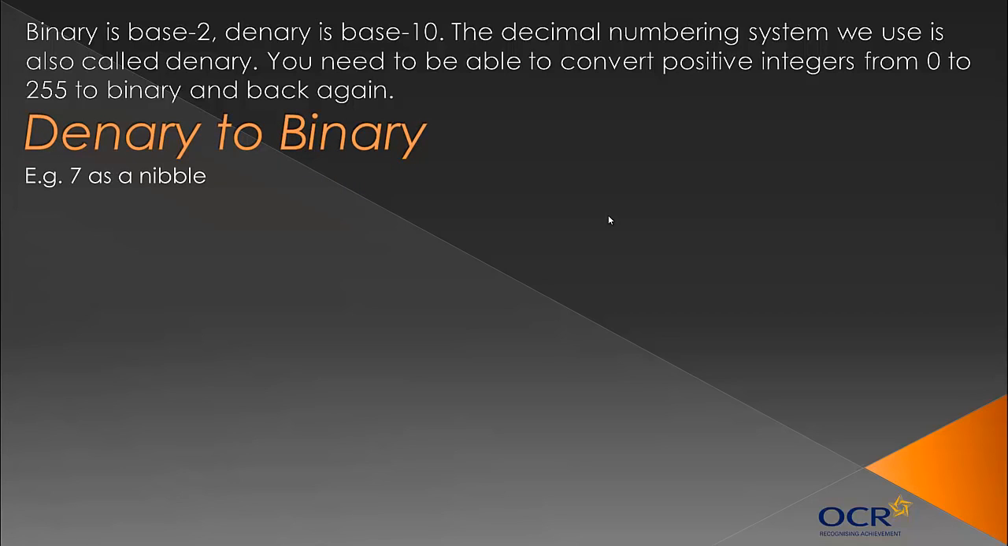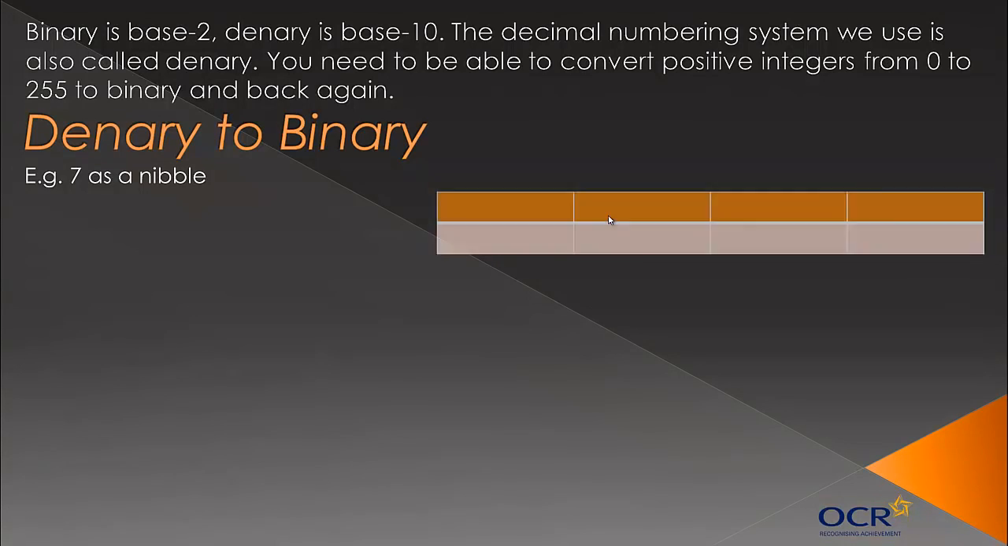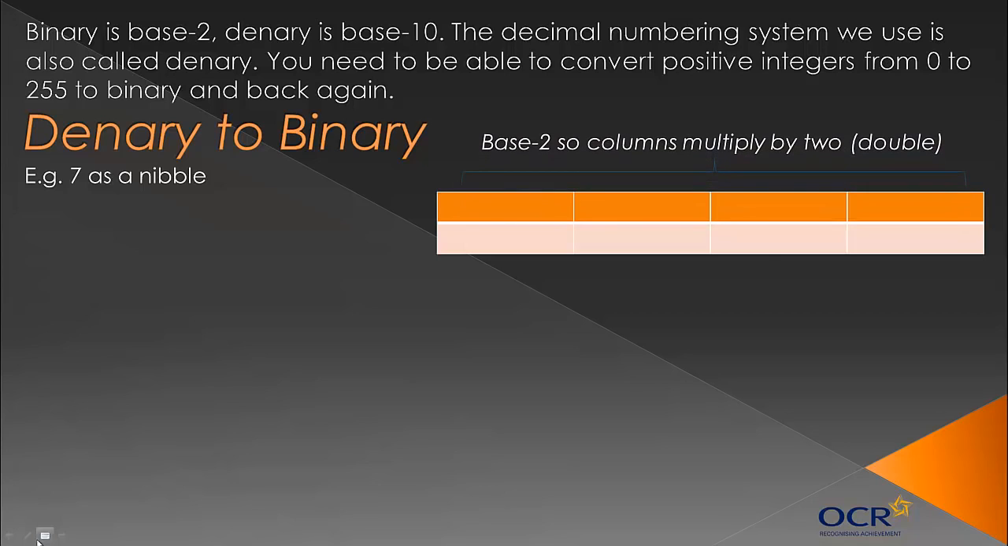So first of all, let's look at how you can convert 7, the positive decimal number 7, as a nibble to binary. We know that a nibble is 4 bits, so 4 binary digits. We know it from the last video. So my method is I draw however many boxes we're asked for. A nibble is 4, so a table of 4 columns and 2 rows. That's what I do, and then I'm going to label my columns.